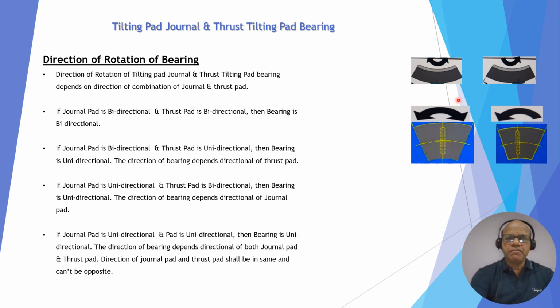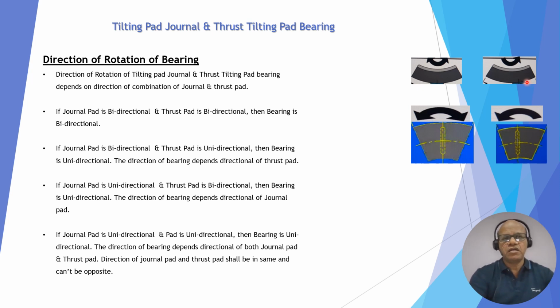If the journal bearing is bidirectional like this and thrust face is unidirectional like this, then bearing will be unidirectional, and direction depends on the direction of the thrust faces. Similarly, if the journal bearing is unidirectional and thrust face is bidirectional like this, then the direction of bearing will depend on the direction of the journal tilting pad.